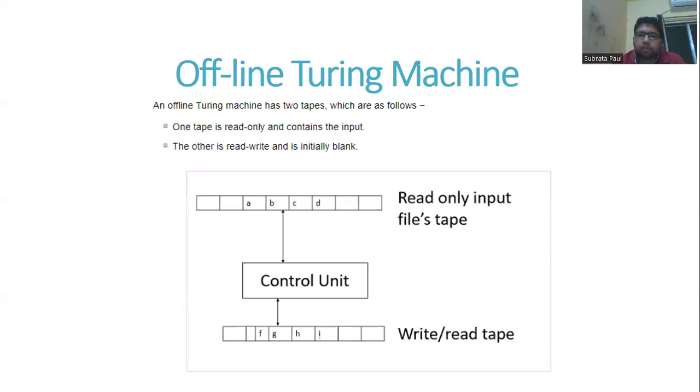The next type of Turing machine is the offline Turing machine. It has two tapes, as represented in the diagram. You can see that one tape is read only, that means it contains only the input, while the other tape is read write and initially blank. As the input symbols are read from the input tape, the write operations occur on the read write tape. This is the offline Turing machine.